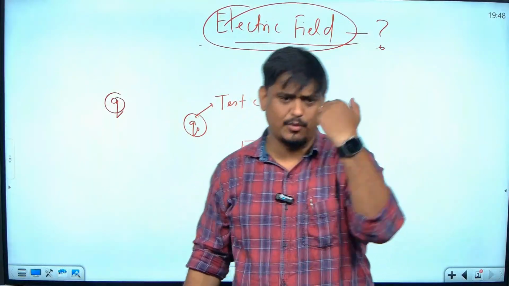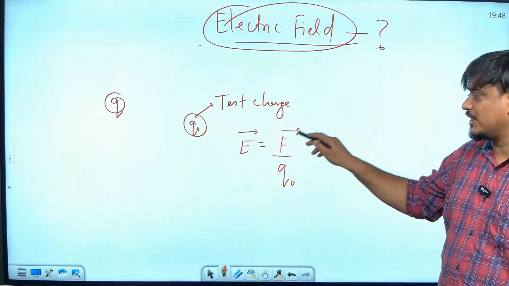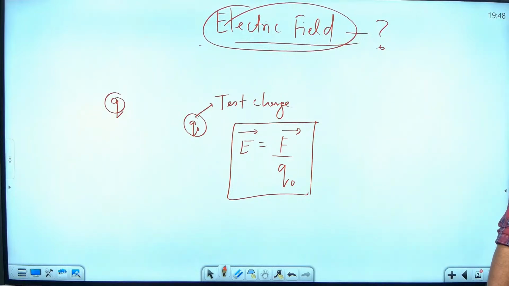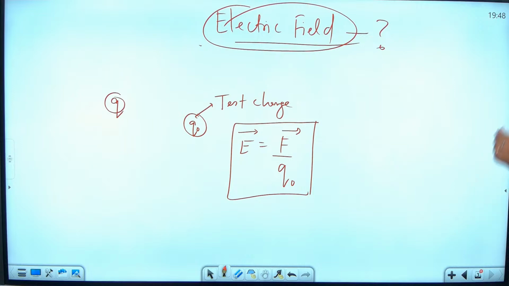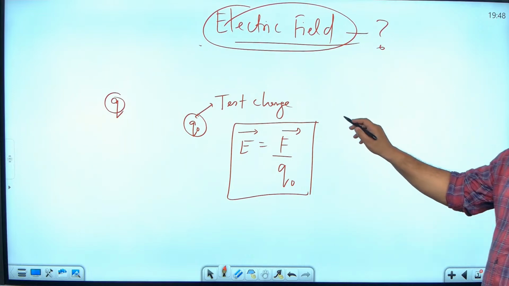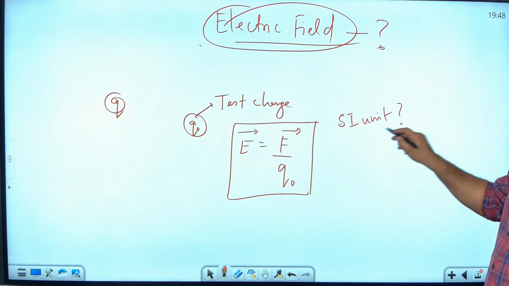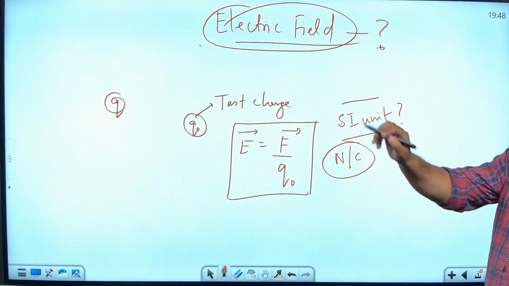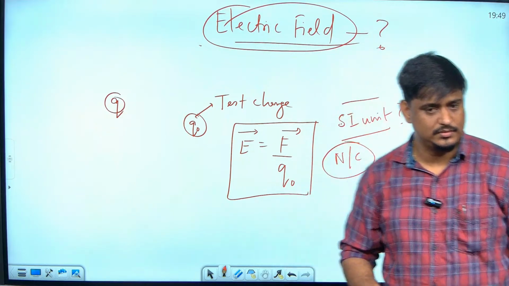I'll talk further about it. So I said that electric field is defined as force per unit test charge. So obviously electric field is a vector quantity, isn't it? So mathematically all of you can write electric field E vector is equal to F vector by q naught. And so what will be its SI unit? Newton per coulomb. Its SI unit will be Newton per coulomb, isn't it?